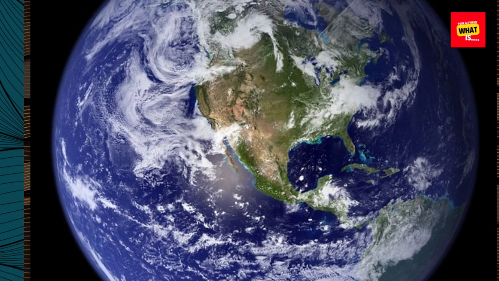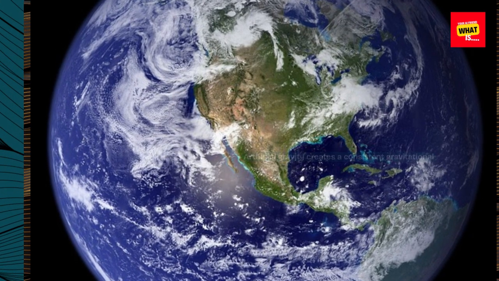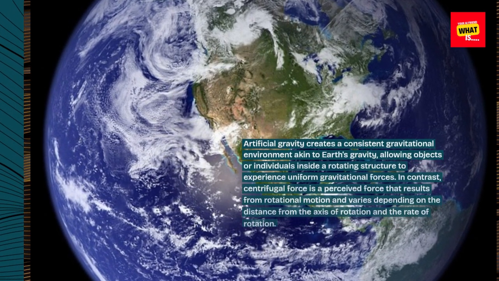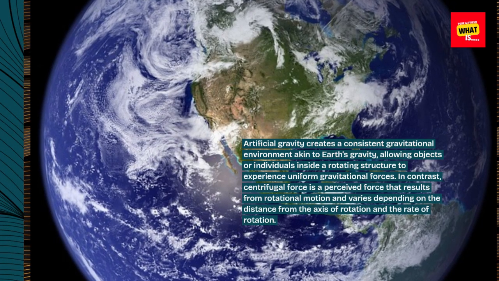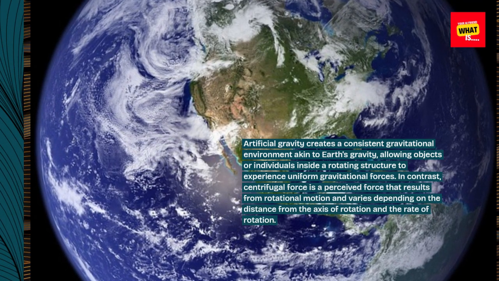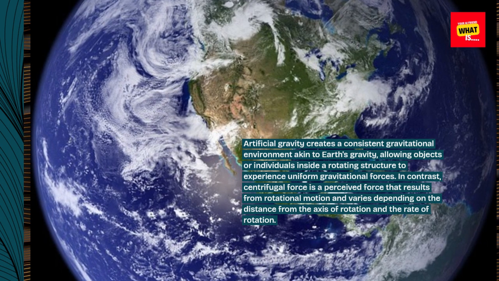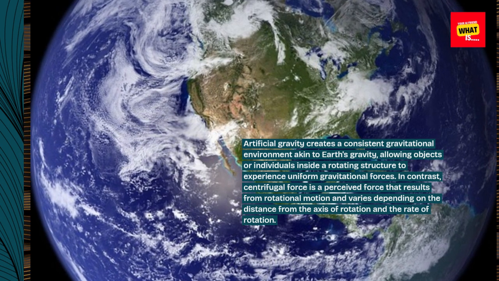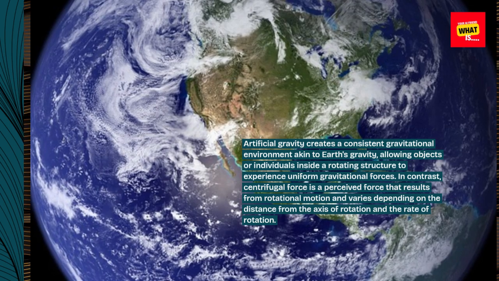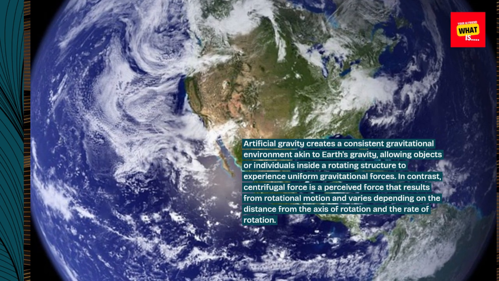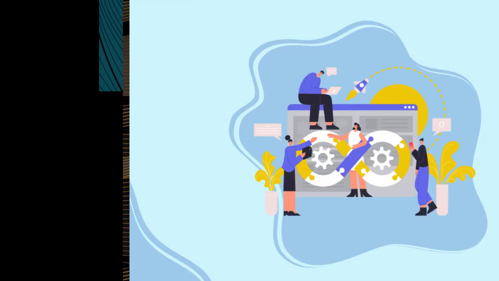Artificial gravity creates a consistent gravitational environment akin to Earth's gravity, allowing objects or individuals inside a rotating structure to experience uniform gravitational forces. In contrast, centrifugal force is a perceived force that results from rotational motion and varies depending on the distance from the axis of rotation and the rate of rotation.